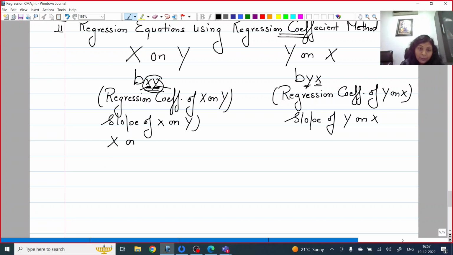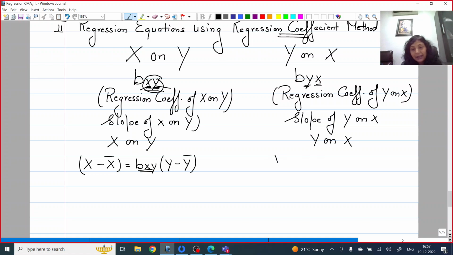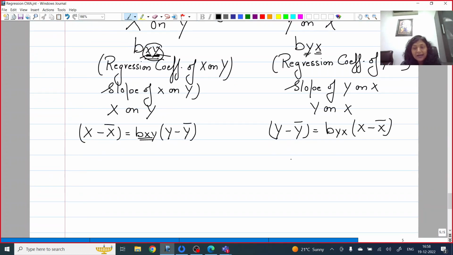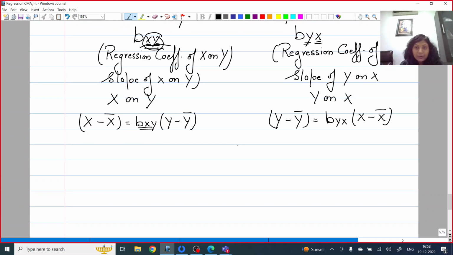So if we want to compute equation x on y, then our equation can be derived as x minus x mean, that is equal to bxy into y minus y mean. If we have done line in mathematics, so if we have to formulate the equation of a line, this is the method. And here instead of bxy we write m, which is called slope of line. So in the similar way we find out the regression equation of x on y. X minus x mean equals to bxy into y minus y mean. And if we want to formulate equation y on x, then it becomes y minus y mean, that is equal to byx into x minus x mean. By putting the value of x mean, y mean and regression coefficient, we can easily find out equation x on y and y on x.